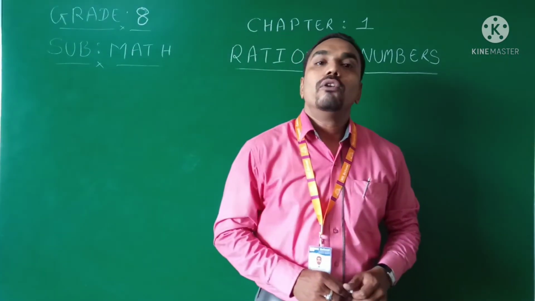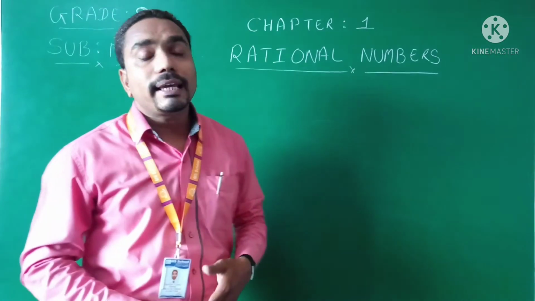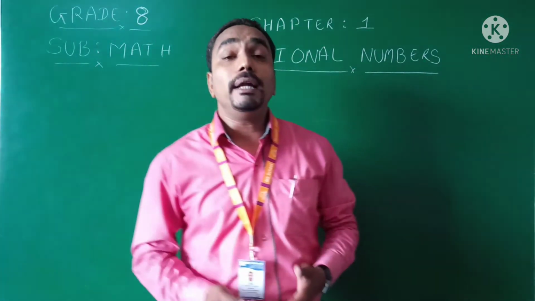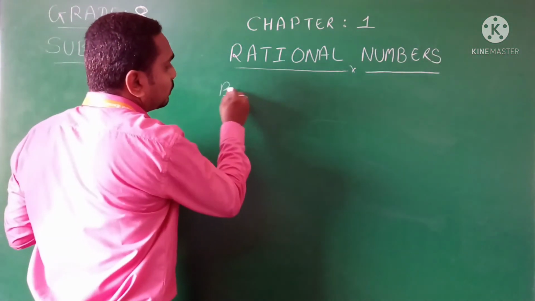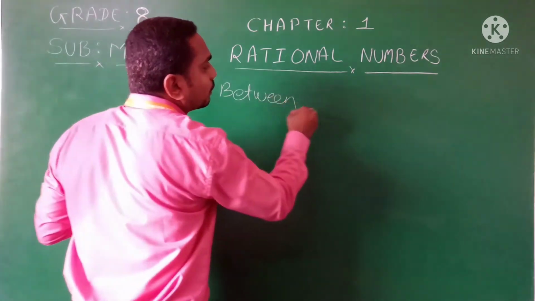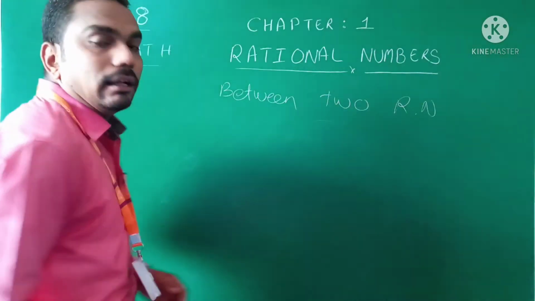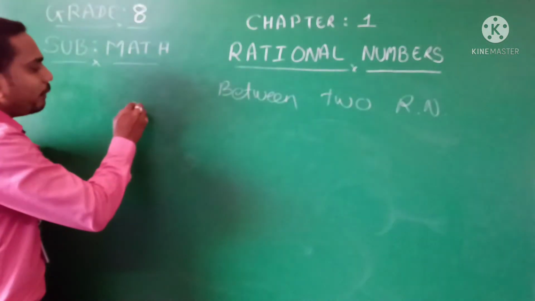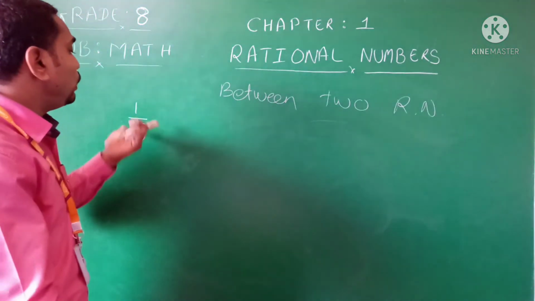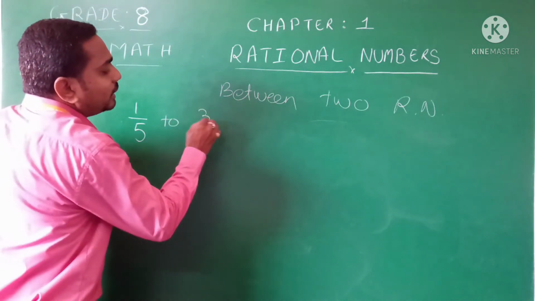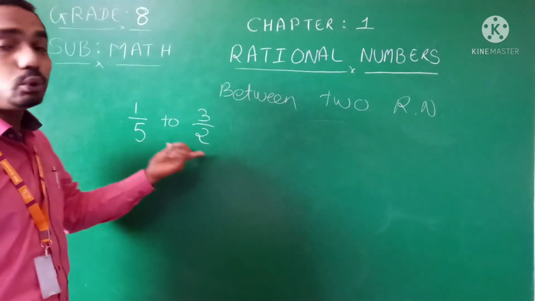So students, now we reach our last topic of rational numbers, that is how we can find rational numbers between two given rational numbers. So now our next topic is rational numbers between two rational numbers. Let's take an example: if I want to find some rational numbers between 1 upon 5 and 3 upon 2, how can we find the rational numbers between these two?